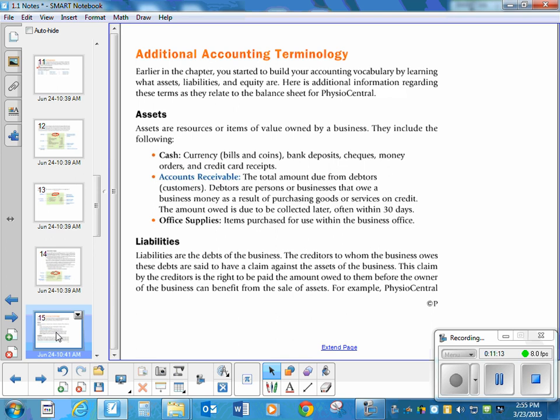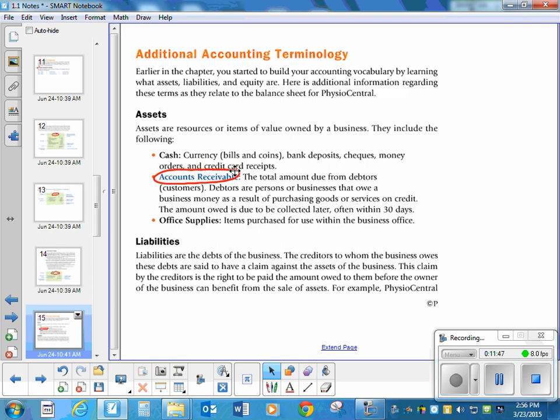Some types of assets. Cash, of course, is an asset because it's already cash. It's something that you can use to buy immediately. We also have something called accounts receivable. For some businesses, they allow their customers to put things on bills. So when people come in and they don't want to pay cash, they will put it on a bill. That is called your accounts receivable. It is considered an asset because it's going to be turned into cash eventually. And usually the terms are within 30 days.